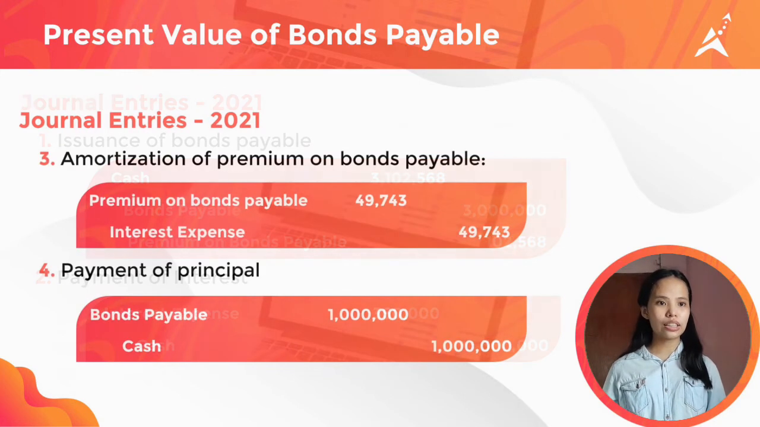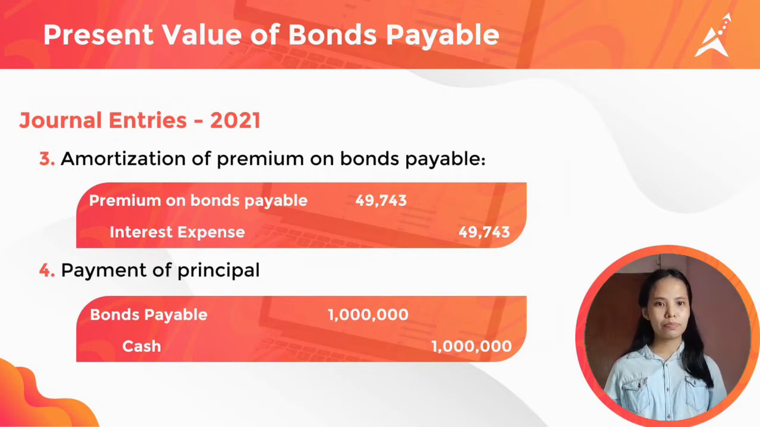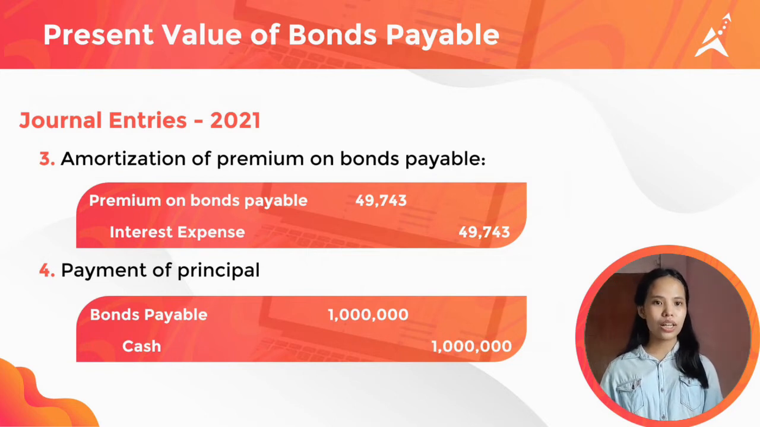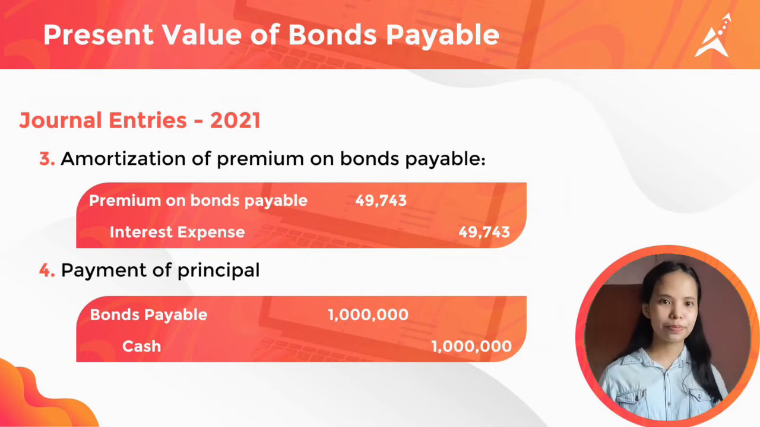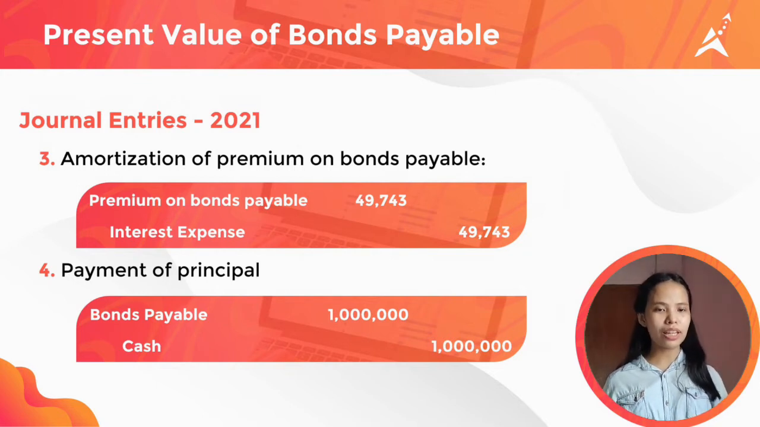And the third journal entry is for the amortization of premium on bonds payable: debit premium on bonds payable 49,740, credit interest expense 49,740. The fourth journal entry would be for the payment of principal: debit bonds payable 1 million, credit cash 1 million. Now that we're done discussing the market price or issue price of bonds payable, here's Mr. Jedidiah Tenorio to discuss the bond issue cost.